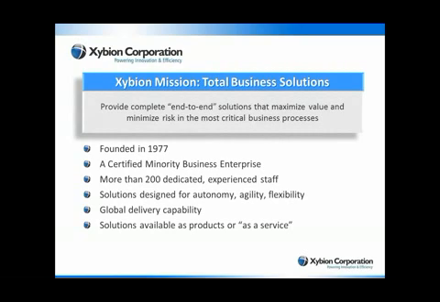Before we jump in, briefly a little bit about Zybion as a company, who we are. The mission of Zybion is to provide a complete end-to-end solution set that maximizes the value, minimizes the risk in some of the most critical business processes. And certainly facility, asset, maintenance, management are critical processes at companies, particularly those that operate in regulated environments. As a company, Zybion was founded in 1977 and is a certified minority business enterprise.